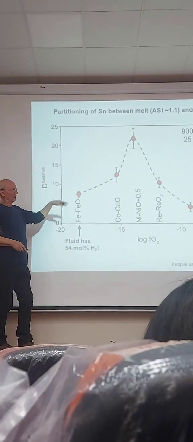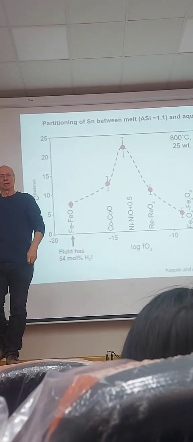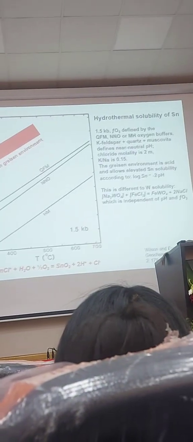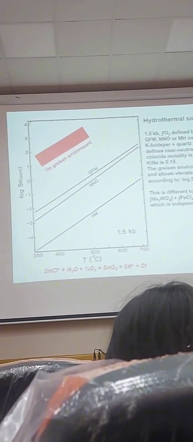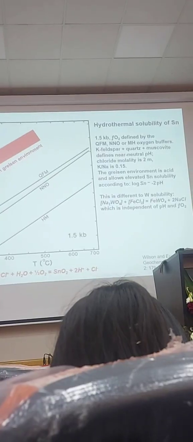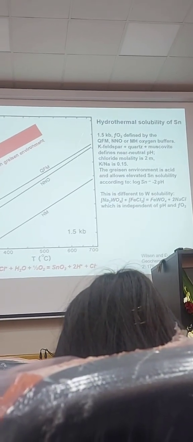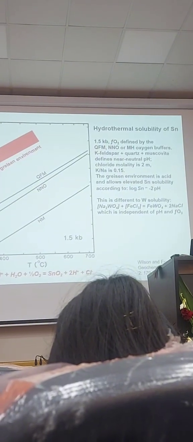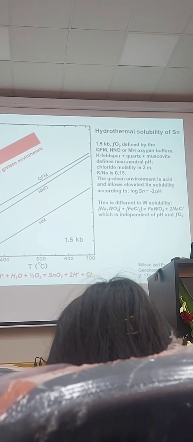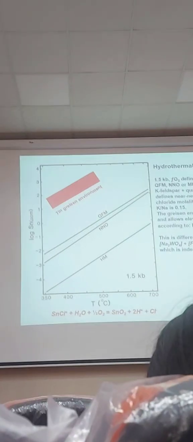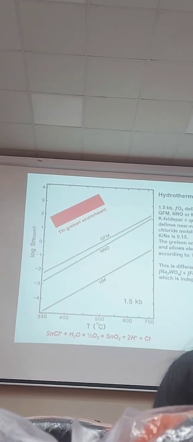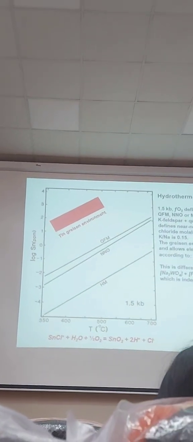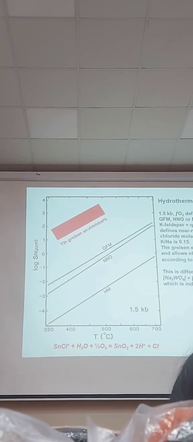And then come a few other specialties which I will not name. But if we now continue with our aqueous fluid, the aqueous fluid may have 700 degrees or so, and then it goes down to 350 or so. There were also experiments done on the solubility of tin as a function of temperature and of oxidation state. This is a quartz-fayalite-magnetite buffer, and nickel-nickel oxide; they are quite close together.